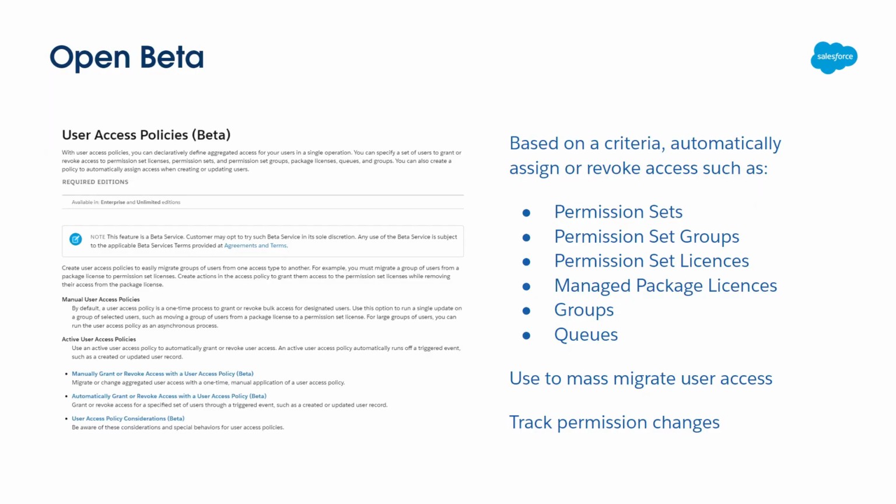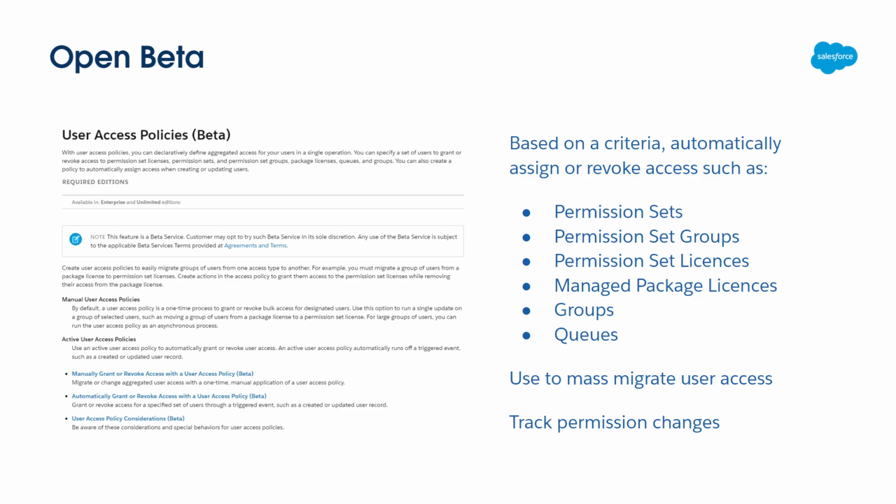Well, we now have user access policies. And user access policies are now in open beta. So what that means is they're not yet GA, so things could still change, but you don't need to request access to them. You can turn them on yourself in setup. And user access policies will enable us to automate some of our allocating of permission sets, permission set groups, permission set licenses. You can see here on my screen, groups and queues.